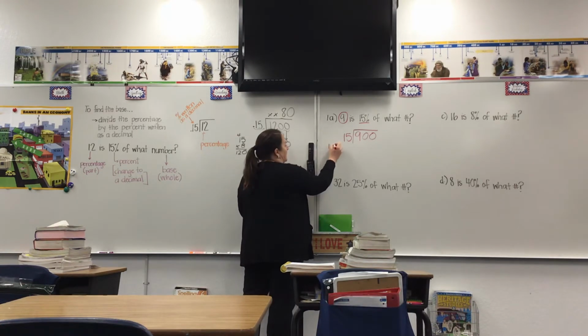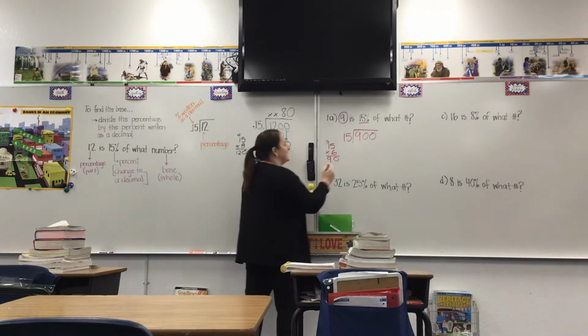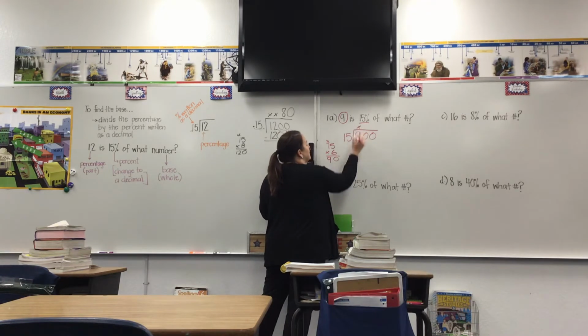Let's see. 15 times 6. 5 times 6 is 30. 6 times 1 is 6, plus 3 is 9, so 90. Woo, we got it. First thing, give yourself congratulations if you did that. Okay? So I know 15 does not go into 9. 15 goes into 90 6 times. 6 times 15 is 90.